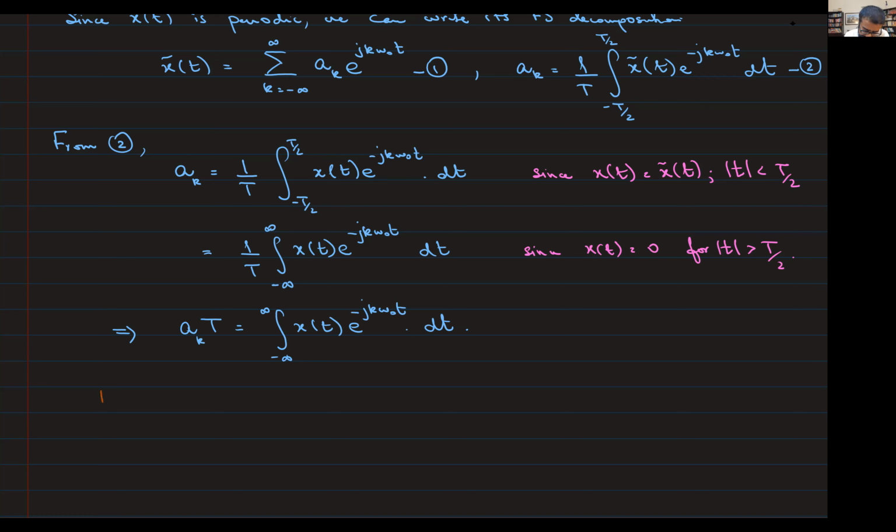Let this function be X of j omega, which is defined as an integral from minus infinity to plus infinity of x of t e raised to the power minus j omega t dt. If this is the function X of j omega, what can I say about this a_k times T? Let's say this is equation number 3.